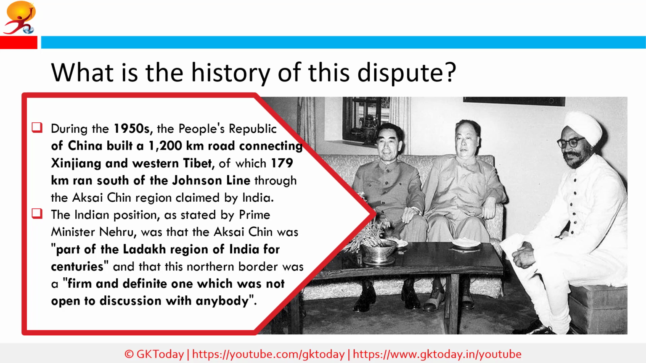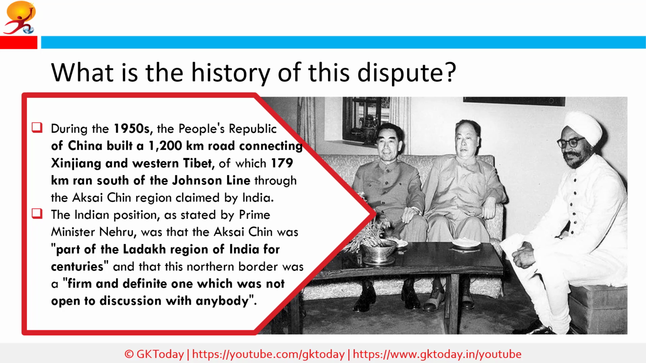Aksai Chin was easily accessible to the Chinese but was more difficult for the Indians on the other side of the Karakorams to reach. The Indians did not learn of the existence of the road until 1957, which was confirmed when the road was shown on Chinese maps published in 1958. And as we already read, Jawaharlal Nehru acknowledged it to the Parliament in 1959.